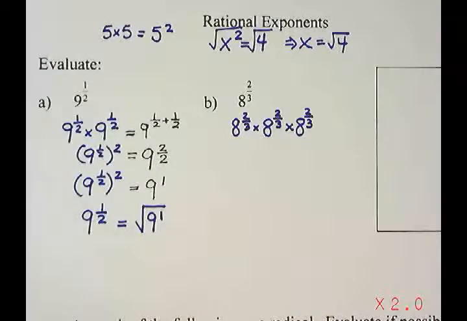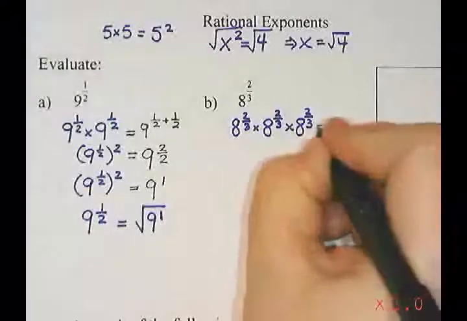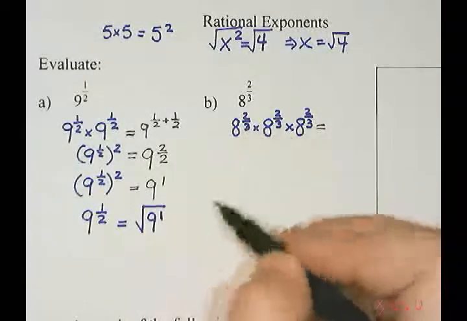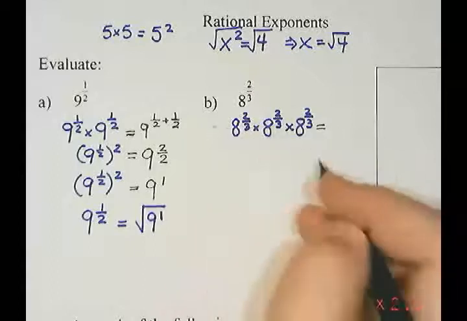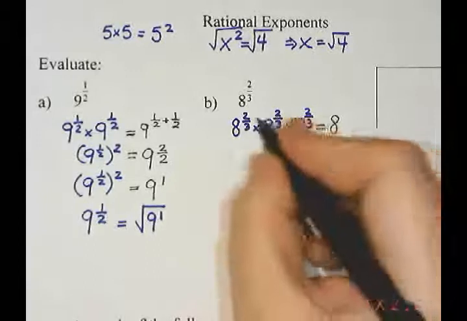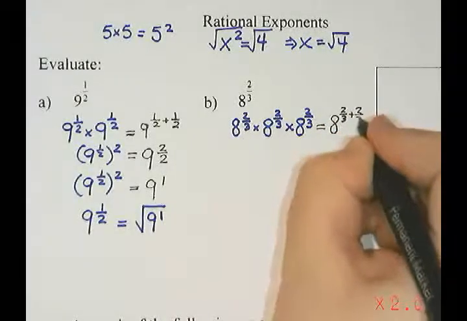Now, how did I know that I should do that? Well, I'm the math teacher. That's how I knew. So here, if I'm multiplying, our rule is that if the bases are the same, we add the exponents. So since the bases are all 8, this is going to be 8 to the power of, and then we add 2/3 plus 2/3 plus 2/3.